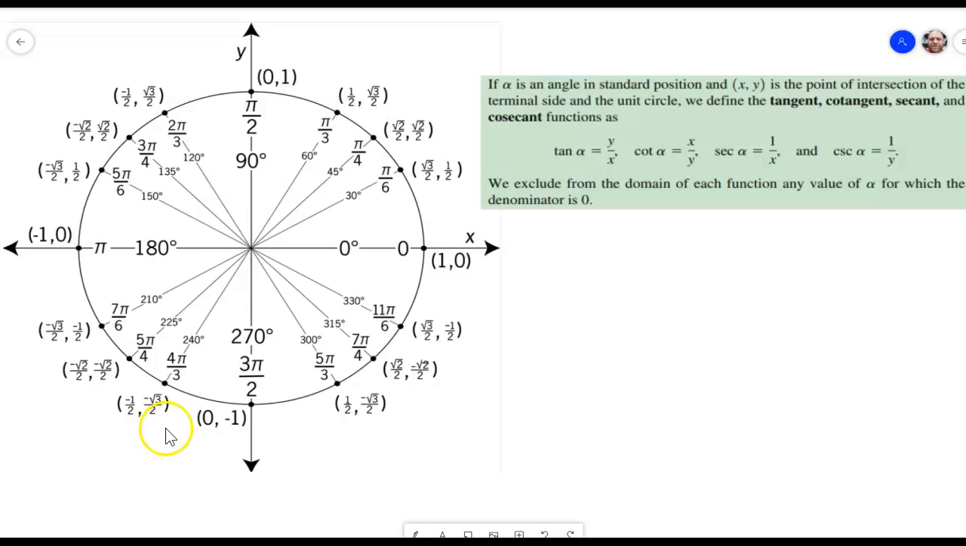And one last thing. We're going to be talking a lot about coterminal angles. Coterminal angles are two angles that point in the same direction. For example, if you have a 30-degree angle, so it points in this direction here, and you add 360 to that, you also have 390 degrees, which also points in that direction. Those two angles would be coterminal.